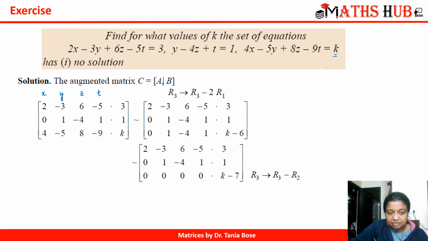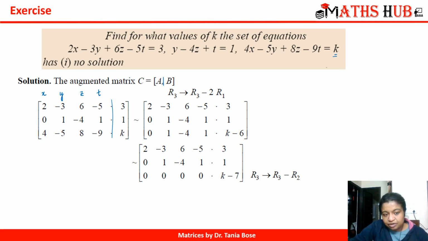Then in the second equation, there is no x, so we have 0, then 1, minus 4, 1. And in the third equation, we get the coefficients 4, minus 5, 8, and minus 9. Then we can put a dash over here or a dotted line, anything. And on the right hand side, we have the entries 3, 1, and k.